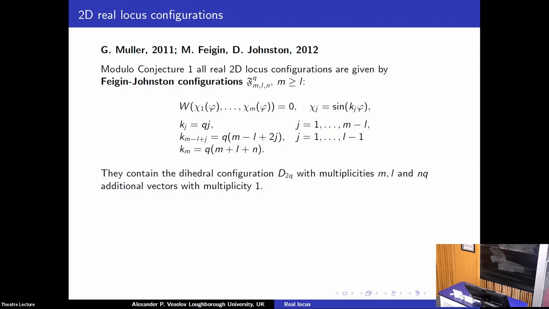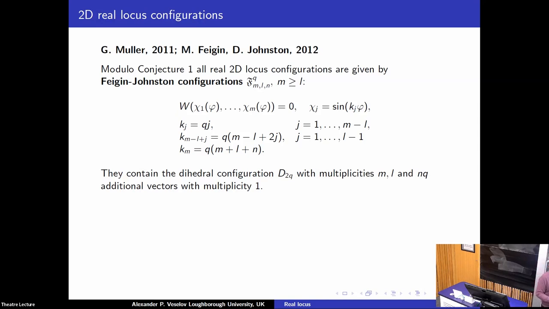This is modular conjecture one. These are all actually. So they give an explicit formula, but it's algebraic. It's non-trivial because you have to write down the Wronskian of the function, and of course it's an exponential coordinate that will give you an algebraic equation, and the result is that you have only real roots basically of a certain Wronskian. You have only real roots.